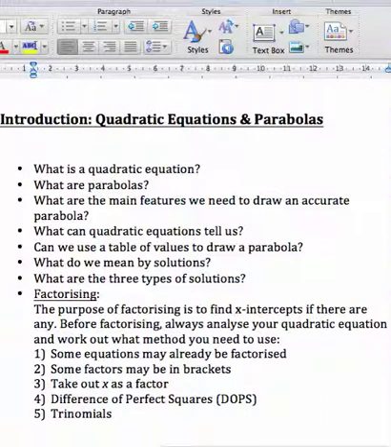Now, there are a few dot points that I've quickly typed up that I want to cover in this session. And the first one is, what is a quadratic equation? It's important to understand what we mean by a quadratic equation. And I'll just do a quick example.